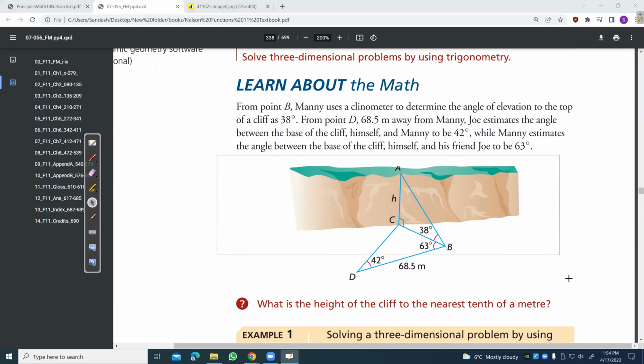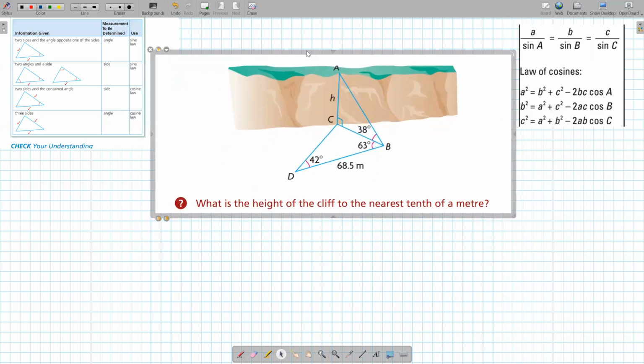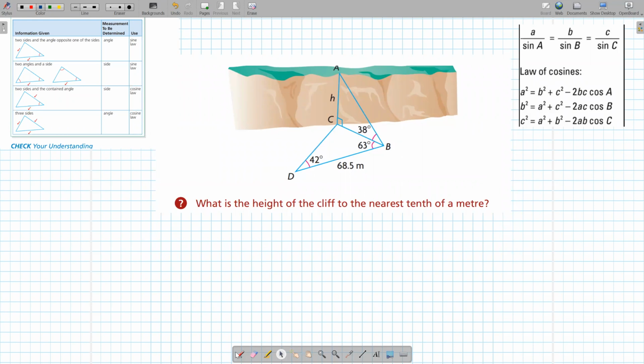Again, keep this in mind, okay? When you have multiple triangles, attack the side that both triangles have in common. So in this question, this is a 3D question, it doesn't change anything. We're trying to find H, the side length AC, okay? Which side do both of these triangles have in common?